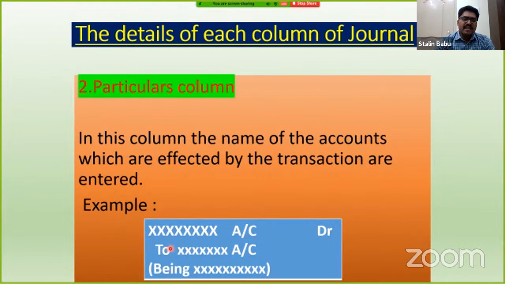In the second line, we leave a little space and write To, and write the name of the account credited. So in the first line, we write the name of the account debited, and in the second line, we leave some space and write To and the name of the account credited. In the third line, we write the narration that starts with 'Being'. Narration is nothing but a brief description of the transaction.